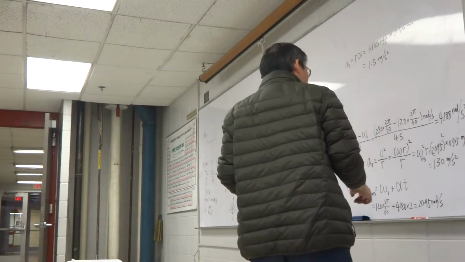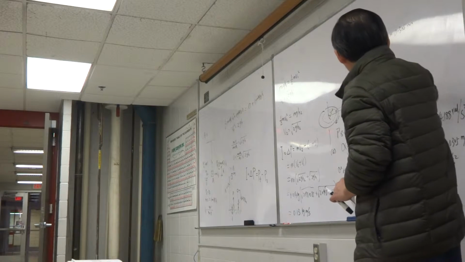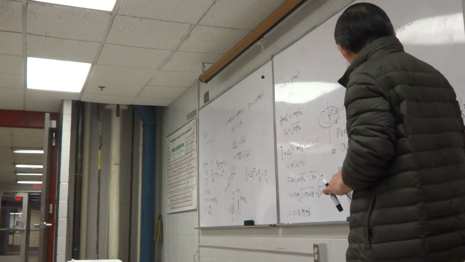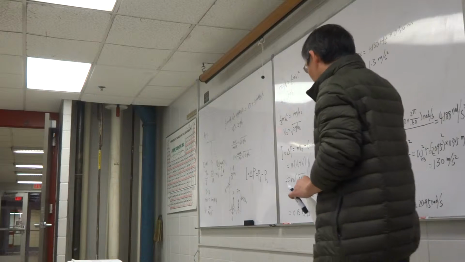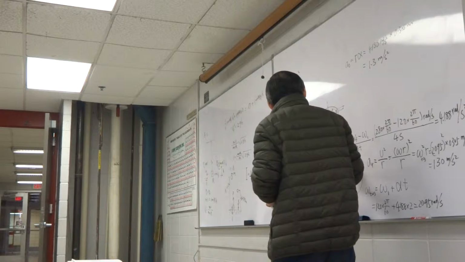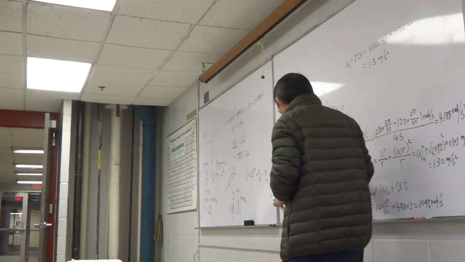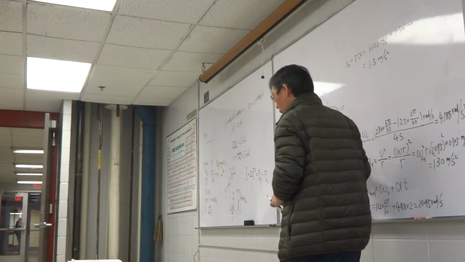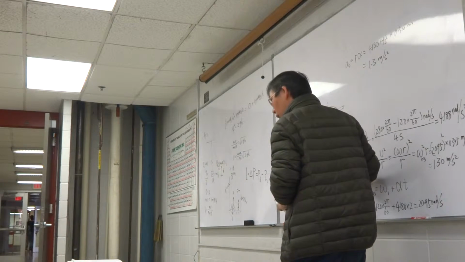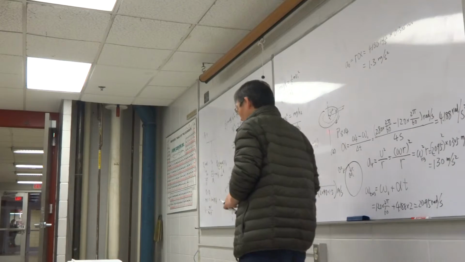So you find in magnitude, the radial acceleration is much bigger than the tangential acceleration. Two orders of magnitude bigger. Okay. Tangential acceleration just increases the magnitude of the linear velocity. Centripetal acceleration just changes the direction of the linear velocity.